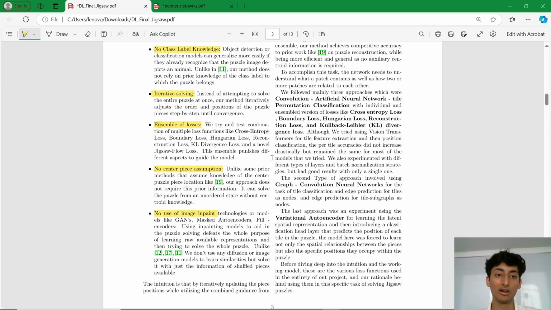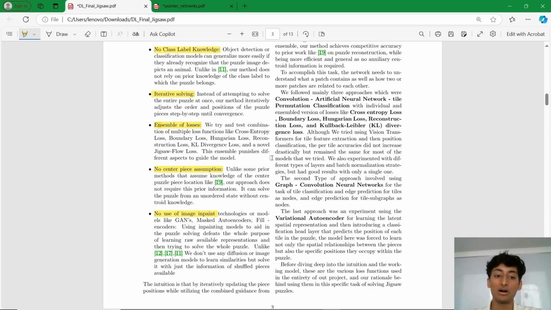Third, we tried a lot of losses. A dead neural network needs a proper, well-defined loss to give it life. So we tried and tested a combination of multiple loss functions like cross entropy loss, boundary loss, Hungarian loss, reconstruction loss, KL divergence loss, and also a novel jigsaw flow loss. We did not use all of these losses in one model. We used an ensemble of some losses in some models, and we also did an ablation study to look at how each loss affects the model and which loss is well suited for a model.